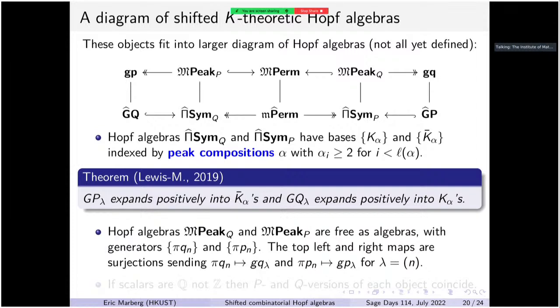And then these Hopf algebras, these peak Hopf algebras, are free as algebras with some generators, pi Q and pi P. And these top maps here are going to just map pi Q to GQ and pi P to GP when your partition has just one row. And I should also say, if we worked with scalars that are rationals instead of integers, then we would only need one side of this diagram because the Q and the P versions of everything would coincide if your scalars were slightly larger.